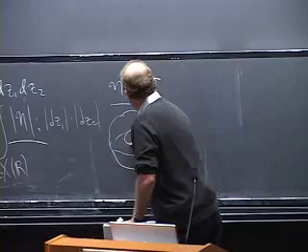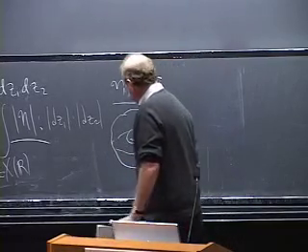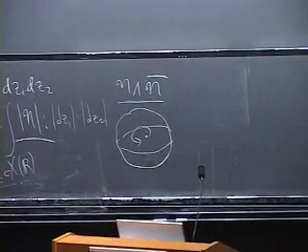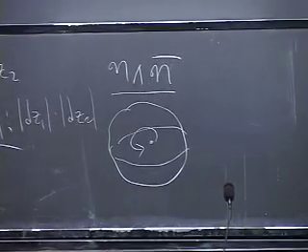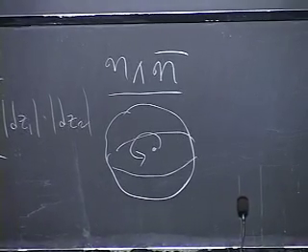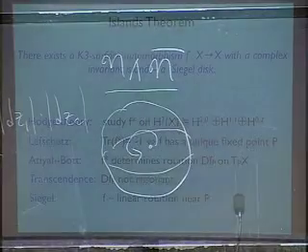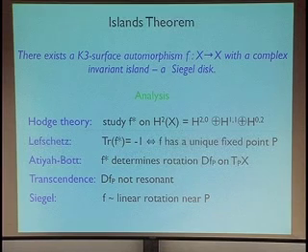And there's an open set which is mapped to itself. In fact, it's mapped to itself by a map which is holomorphically conjugate to a rigid rotation. Now, how would we ever prove that such an island exists? Well, it turns out that the existence of such an island can be deduced from Hodge theory.